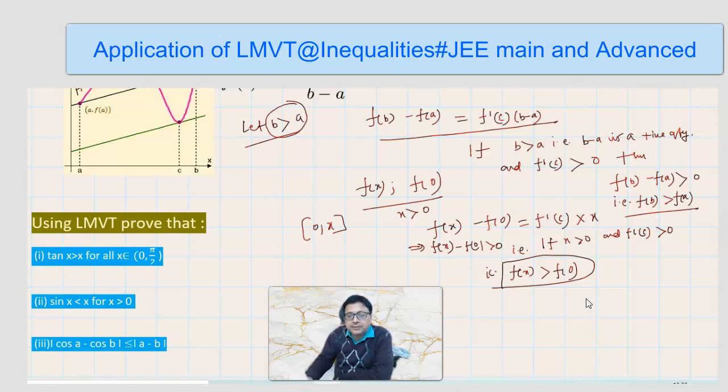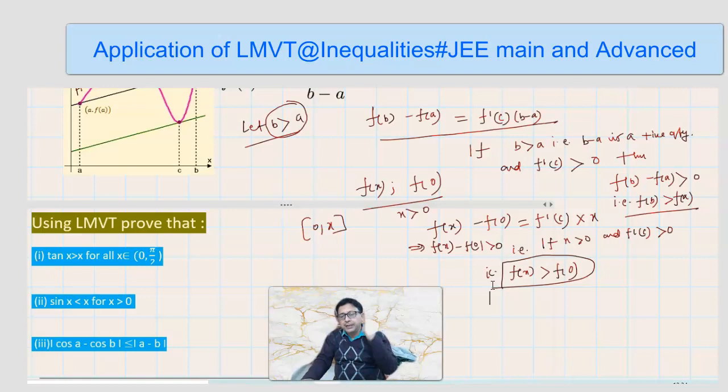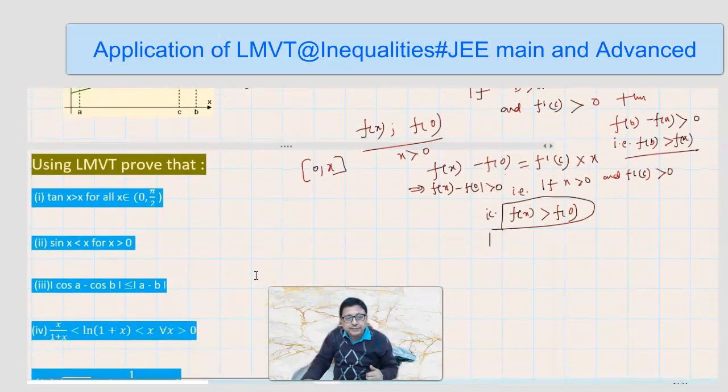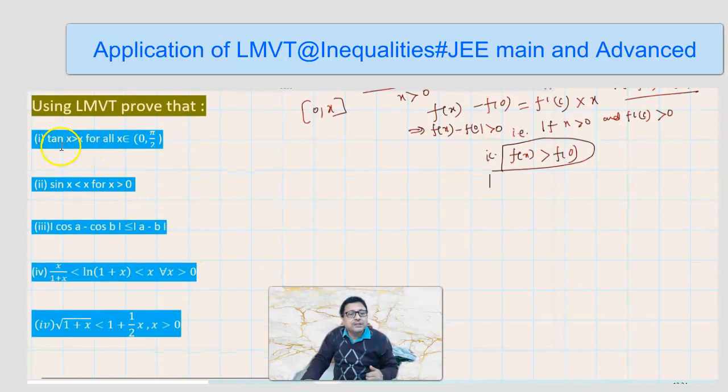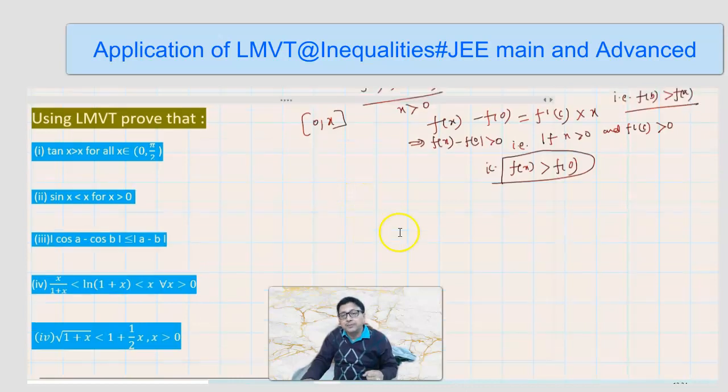There you prove that f(x) will be greater than f(0). So let us see how to prove some important inequalities which you have already used in some problems without a proper proof, and how to get those proofs by using LMVT. I am taking this inequality: tan x is greater than x in the interval 0 to pi by 2, that we have to prove.